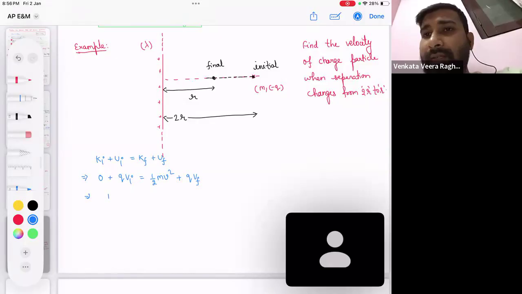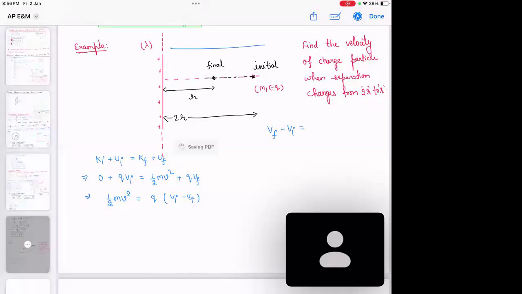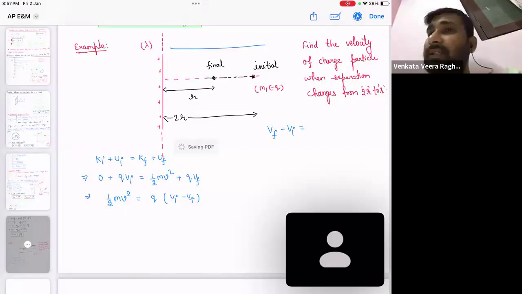What is the potential difference between initial and final? Which is the high potential, final or initial? Look at the direction of the field. The field is towards the right. Yes, the final point is high potential and the initial point is low potential, because of the direction of the field.